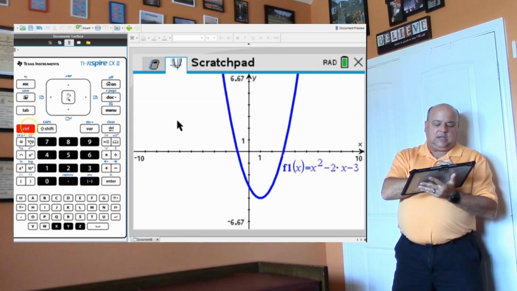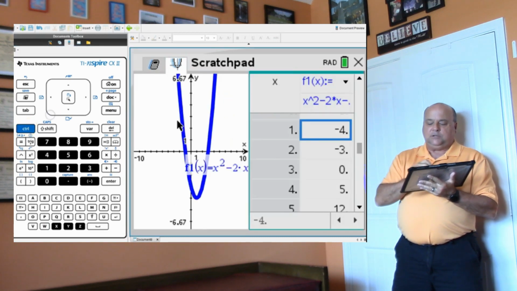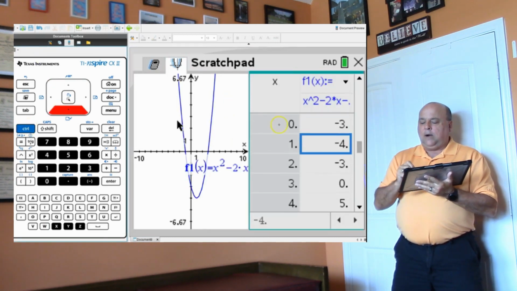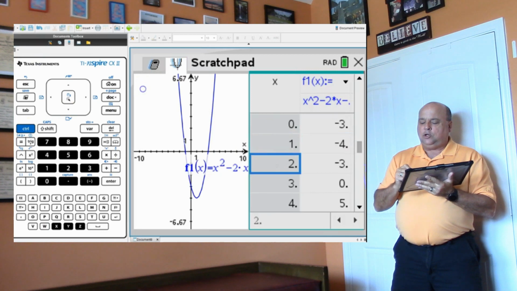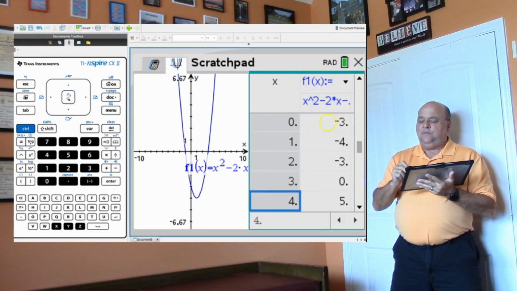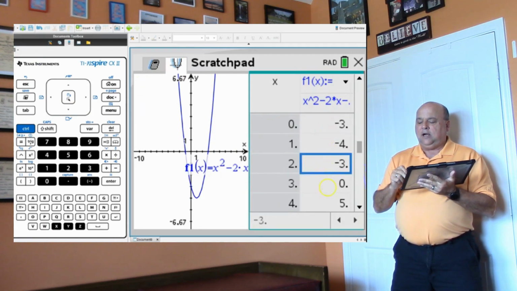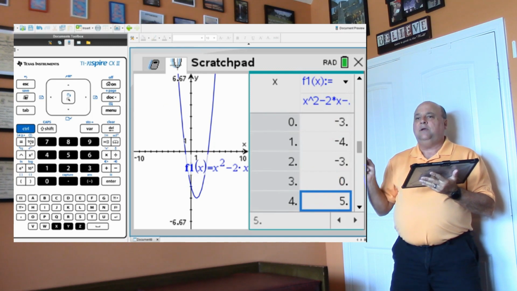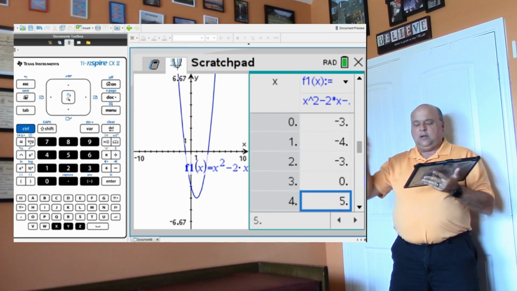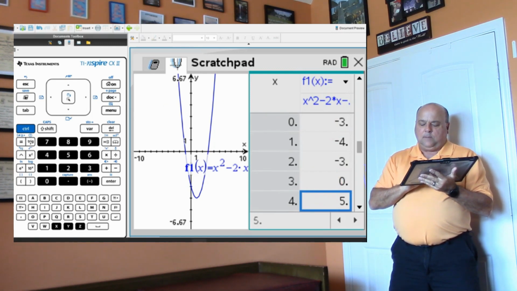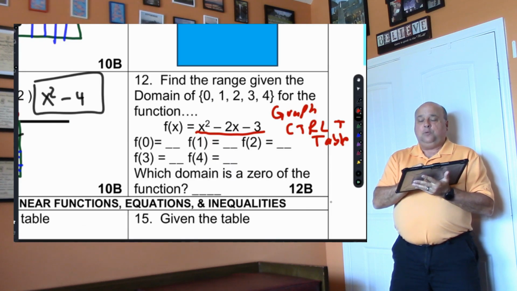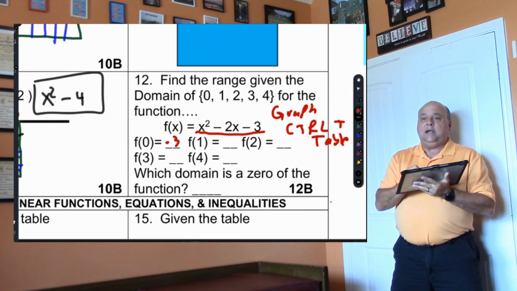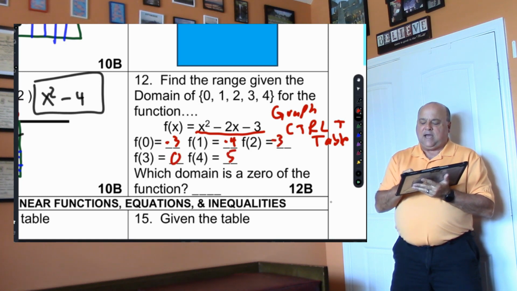If I hit Control-T, I get my domain and range. Okay, so right here, my domain is 0, 1, 2, 3, 4, and then this right here is my range: -3, -4, -3, 0, and 5. So that's my domain and range on this. So I'm going to go to my paper. Input of 0 was -3, and input of 1 was -4, then it was -3, 0, and 5.